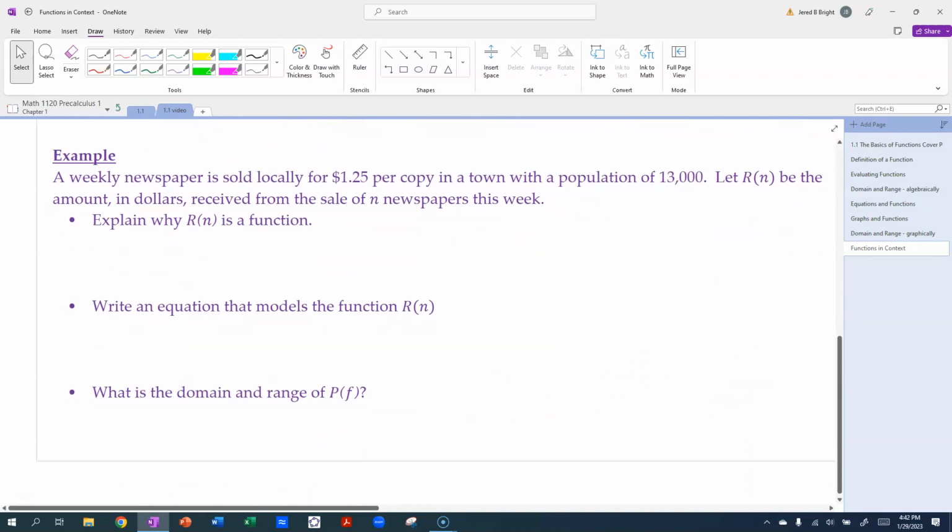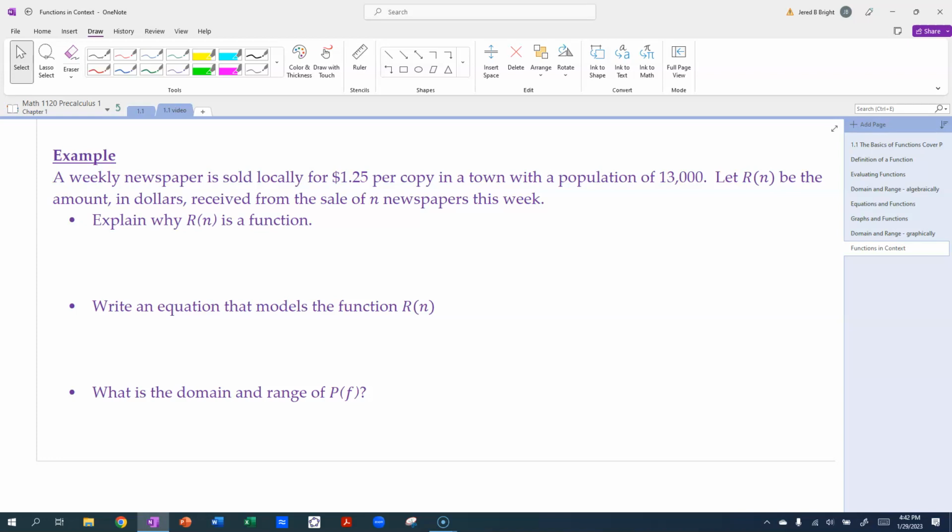Okay, next example. So it's about a weekly newspaper. Okay, so sold locally, $1.25 a copy. That's cheap for a population of 13,000. Let R of N be the amount of dollars received from the sale of N newspapers this week. Okay, explain why R of N is a function.